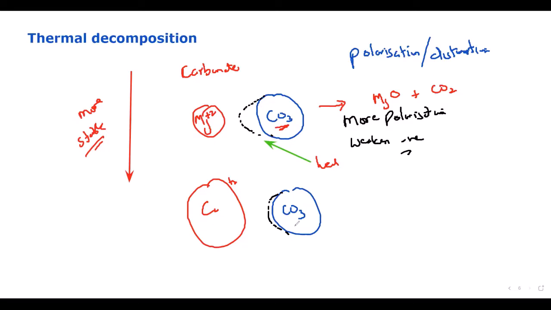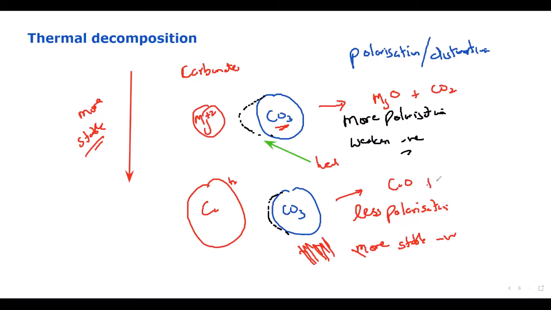Whereas calcium carbonate, because calcium is larger in size, will have less polarization, or we can say less distortion. As it has less distortion, there will be a more stable negative ion. If the negative ion is more stable, you have to supply a lot of heat energy to break down this carbonate ion into oxygen and carbon dioxide. So as a result, it will form calcium oxide and carbon dioxide.